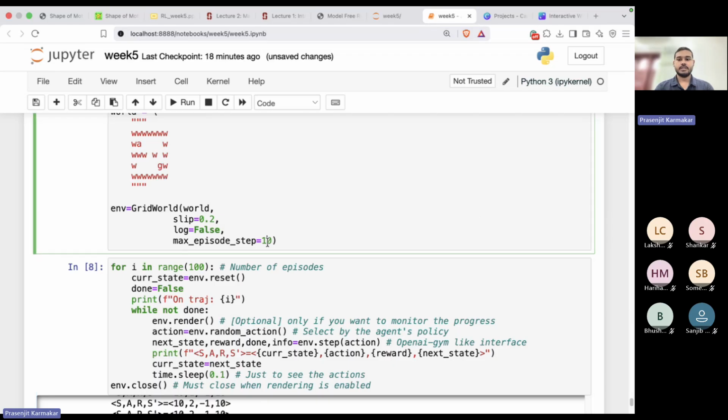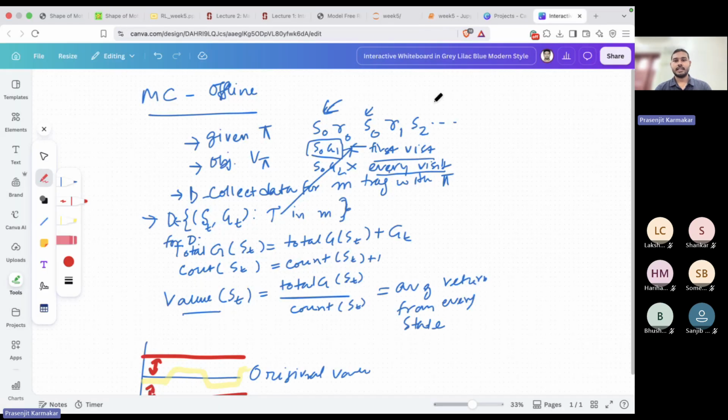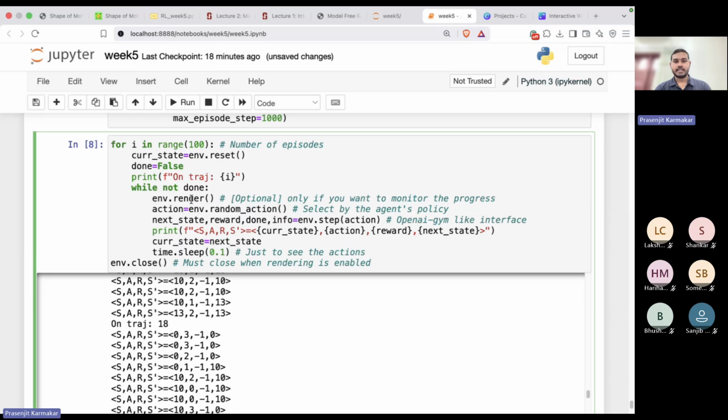Okay, and we'll keep the steps to be 1,000 again, and let's collect data for 1,000 only. So we will write a function that will help us collect this data, this D. So these are all trajectories, trajectory 1, trajectory 2, for all the 100 trajectories.